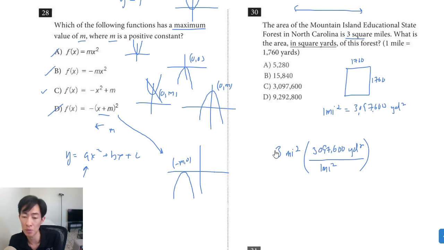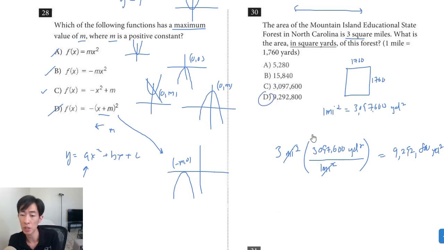So we're essentially multiplying this by 1 in a certain sense. And the reason we do this is because units cancel out. And when we multiply that by 3, if you do that on your calculator, you're going to get 9,292,800 square yards, because that's what we're left with. And so that's choice D.